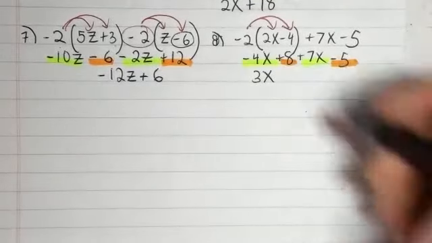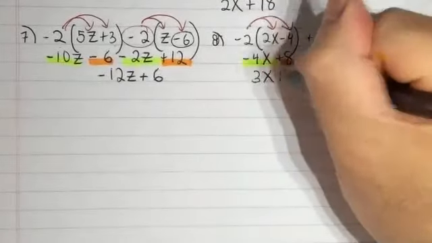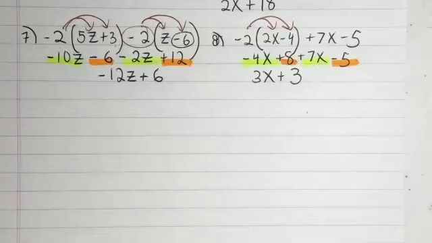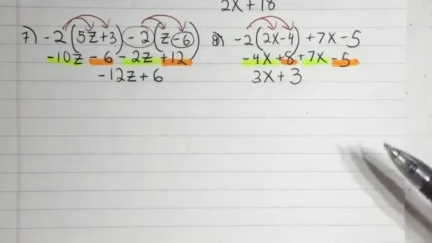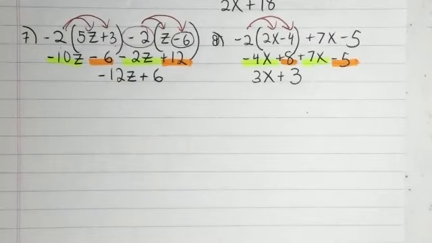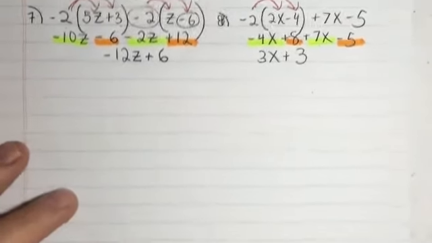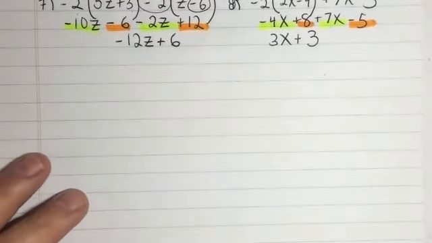+8 take away 5 just gives me a +3. So your final answer on that one is just 3x plus 6. So again, on these example problems, you're just going to distribute and then combine your like terms. A couple more examples.